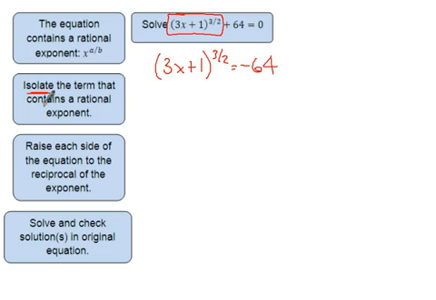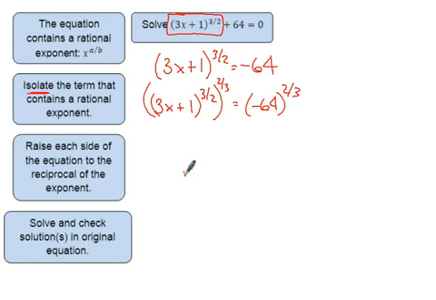Alright, now we're going to raise each side of the equation to the reciprocal of the exponent. So we're going to raise each side of the equation to the 2/3 power. By raising each side to the reciprocal power, if you remember, when you have powers to powers, you multiply them. So 3/2 raised to the 2/3 is the same thing as 3x plus 1 to the 6/6, which is just 1. So now we've eliminated this rational exponent, and we're left with just 3x plus 1 is equal to negative 64 to the 2/3.